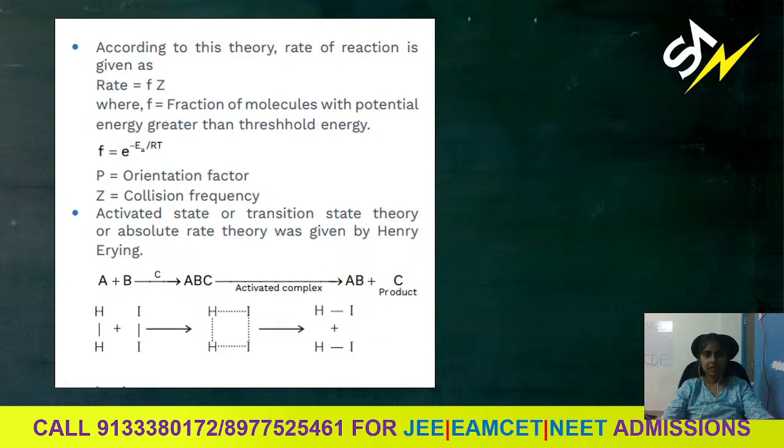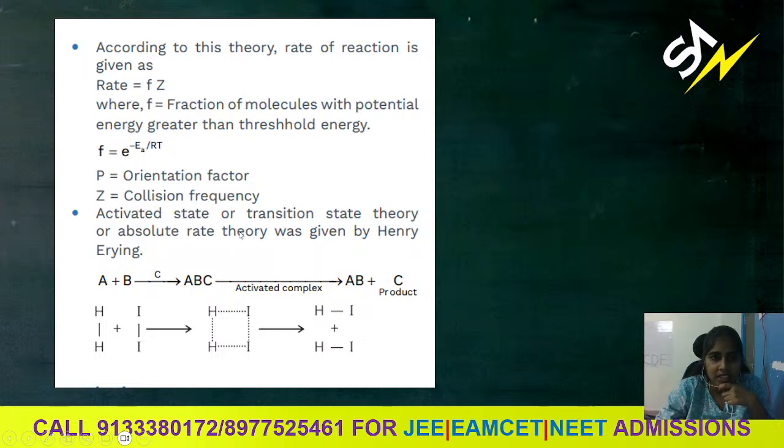According to this theory, the rate of reaction is given as rate equals F into Z, where F is the fraction of molecules with potential energy greater than threshold energy. Here F is equal to e to the power of minus Ea by RT, if we take it in exponential form, where Ea is the activation energy, R is the universal gas constant, and T is the absolute temperature.